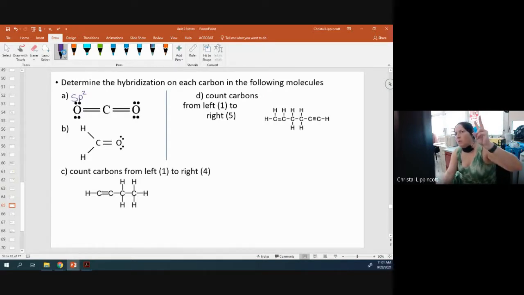What page are we on? The bottom of page 2. For our carbon here, we hold up 3 fingers. We take 1 away for this pi bond, 1 away for this pi bond. So its hybridization is sp.